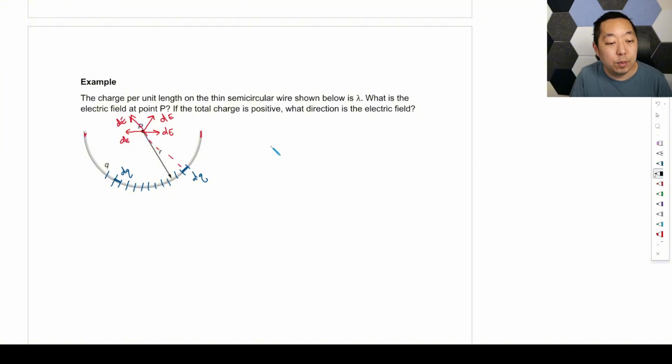First of all, dE is going to be k dq over r squared. In this case, the dq, the charge, is lambda times the length, which we'll call dx for lack of a better word, divided by r squared. The distance from the charge to point P is just r, and it's the same r because it's a semicircular wire. This r is a constant, meaning it's the same for every piece of charge.